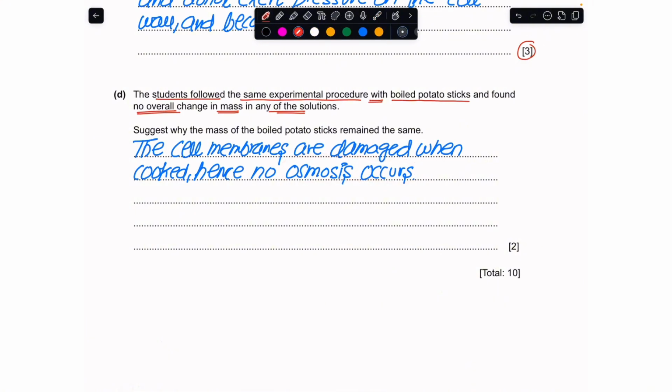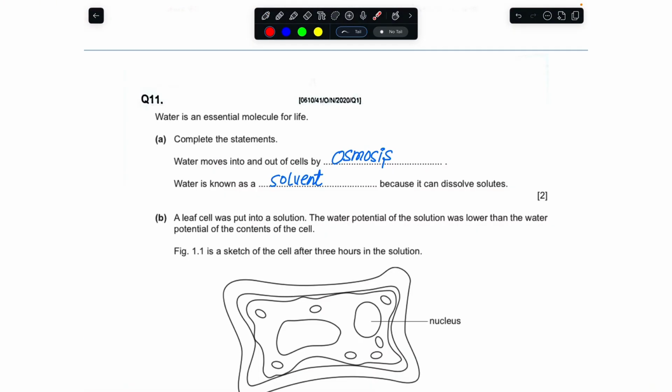Maybe the situation would be that the amount of water leaving the boiled potato sticks is equivalent to the water entering them, because we know that in osmosis the cell membrane is always involved. And by boiling, when we denature or damage the cell membrane, automatically osmosis would not occur. As a result, we would not see any increase or decrease in the mass of the potato sticks. Moving onward to the next question from osmosis.